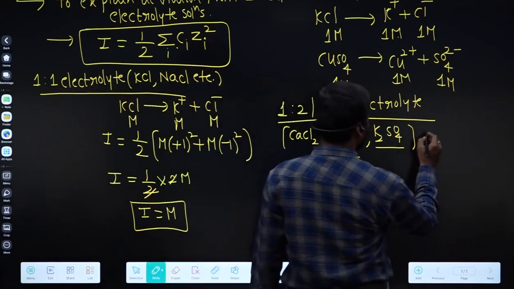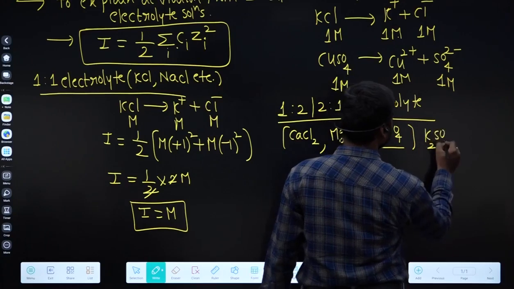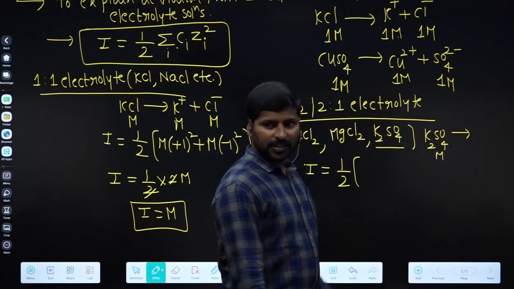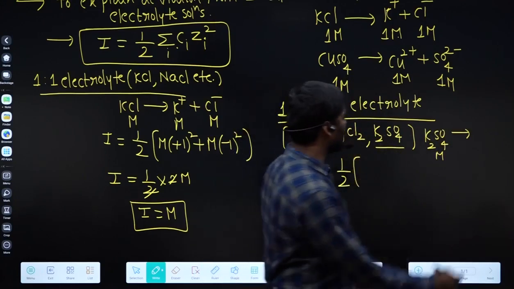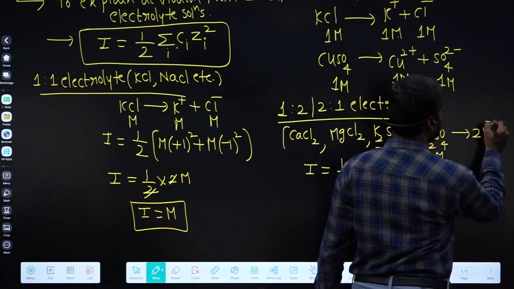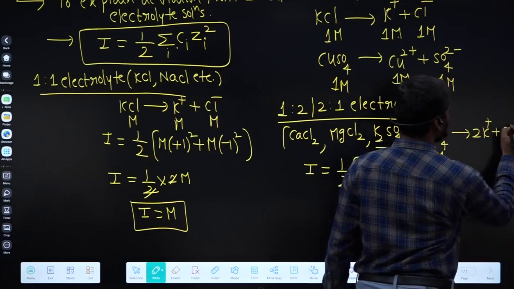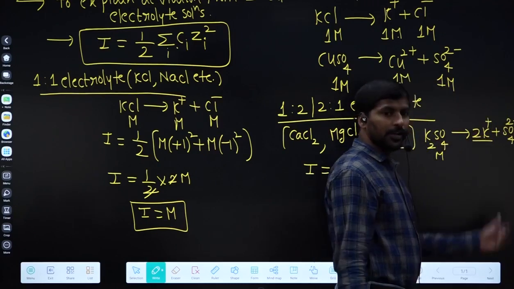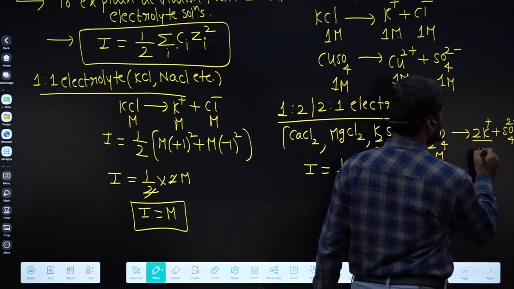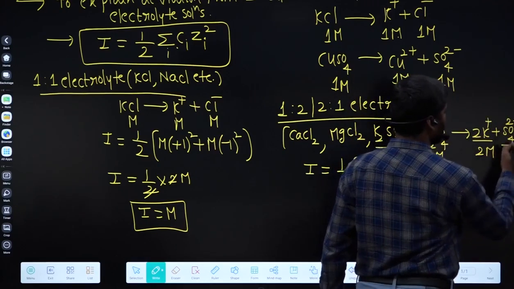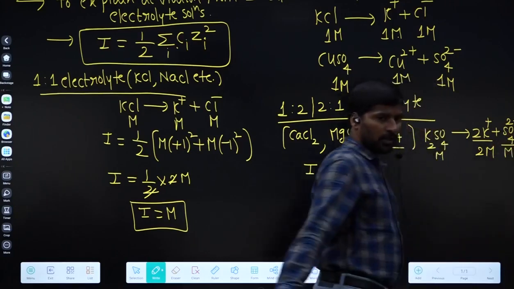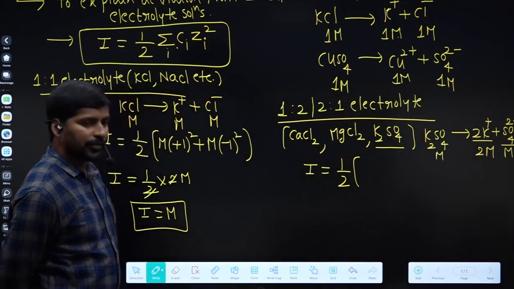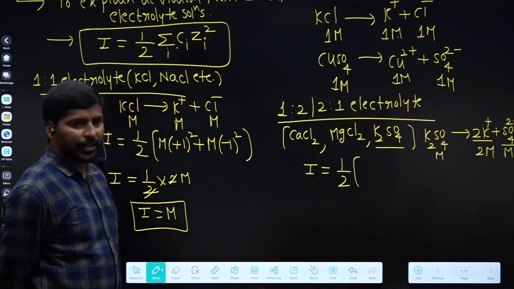For example, I am taking potassium sulfate, and the concentration of the electrolyte is m. Now what is the concentration of K+ ions? 1 mole of K2SO4 gives how many moles of K+ ions? 2 moles. So the concentration of potassium ions is 2m. The concentration of sulfate ions is m only.